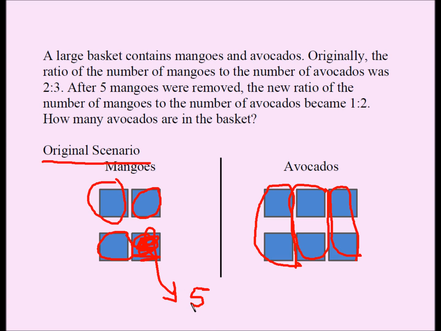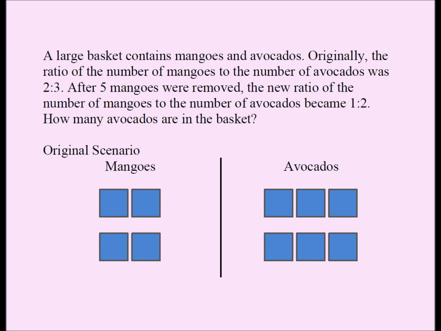And I'm almost done. So I'm going to go back, erase everything, and this will become the new scenario. So original scenario will be gone, and you're going to see a new scenario on the next slide. Alright, so take a look at what went on. Take a look at the new scenario. If I remove 1 box, which 5 mangoes were removed, so this has to be 5.